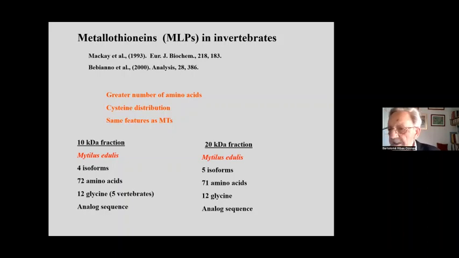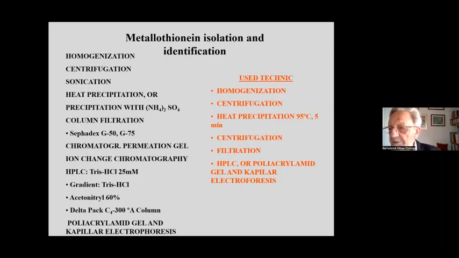In the next figure, we see metallothionein isolation and identification on the right. We express the usual rapid technique that we do in our laboratory: homogenization, centrifugation, heat precipitation at 95 degrees Celsius for 5 minutes, centrifugation, filtration, and HPLC, high performance liquid chromatography, or polyacrylamide gel electrophoresis, or capillary electrophoresis.